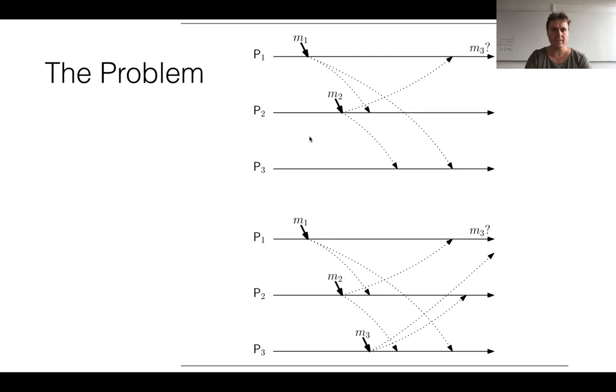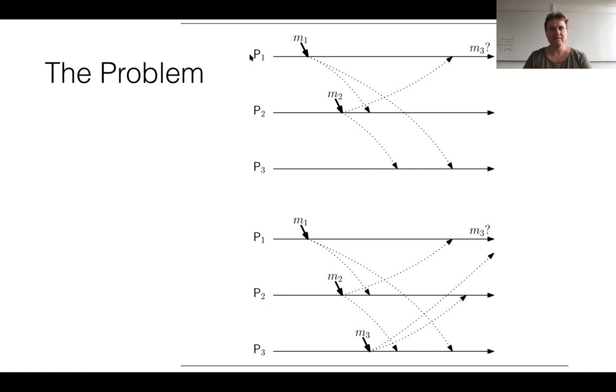What about up here? Well, there are 2 messages. This one has vector clock 1, 0, 0. This has vector clock 0, 1, 0. So up here, the messages should be delivered in the order M2, then M1. Okay? So up here, M2 gets delivered first. Down here, M3 gets delivered first.